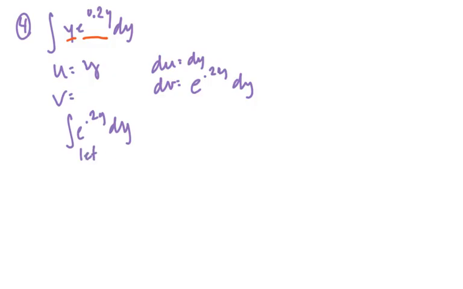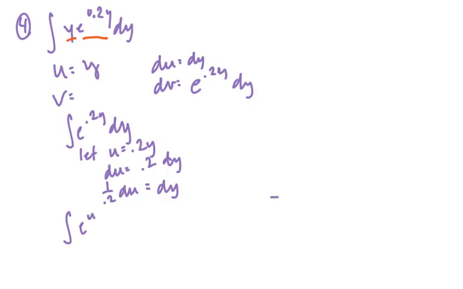So let's look at it. We're going to let u equal 0.2 y. This is u sub. So du is 0.2 dy. So dy equals 1 over 0.2 du. So we have the integration of e to the u times 1 over 0.2 du. By the way, 1 over 0.2 is 5. So this equals 5 times the integration of e to the u du.